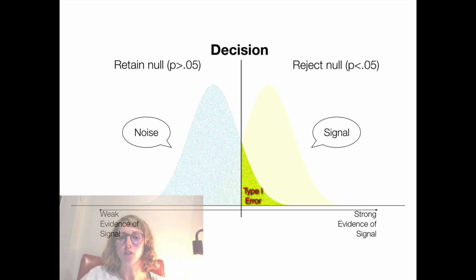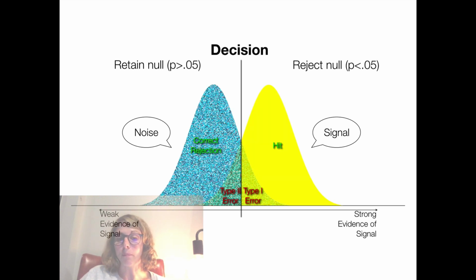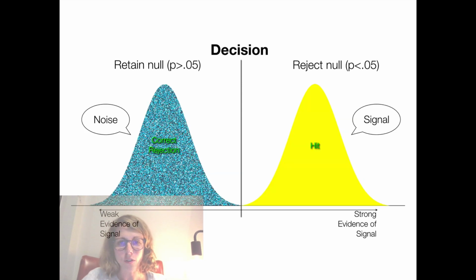And if there is a genuine relationship or effect in reality, but we incorrectly retain the null hypothesis, then that would be a miss or a type 2 error in hypothesis testing language. And those distributions can also vary in various different ways as well. So we can vary, for instance, the degree of overlap between the noise and the signal distribution. That is, getting better evidence changes the degree of overlap.